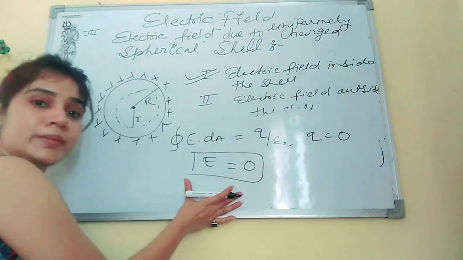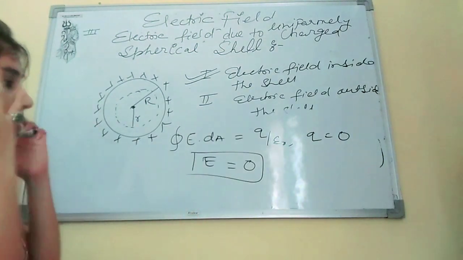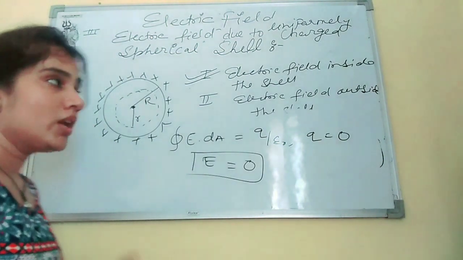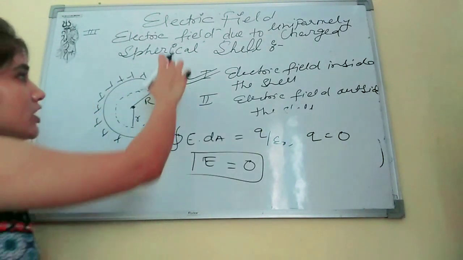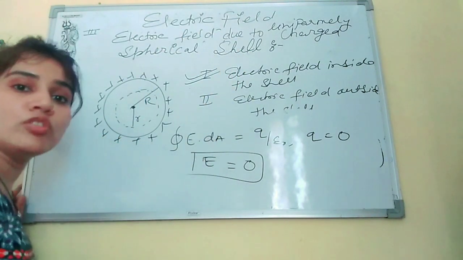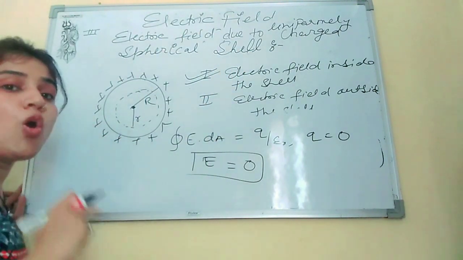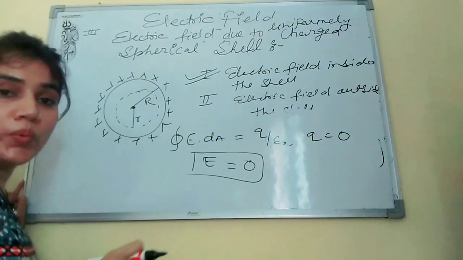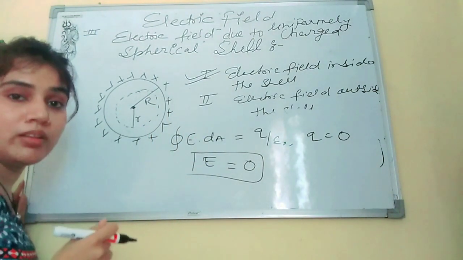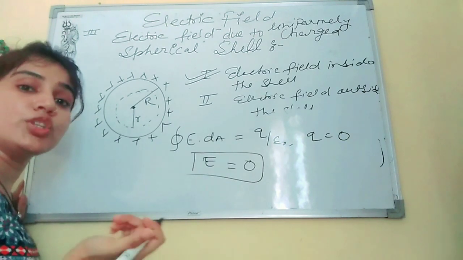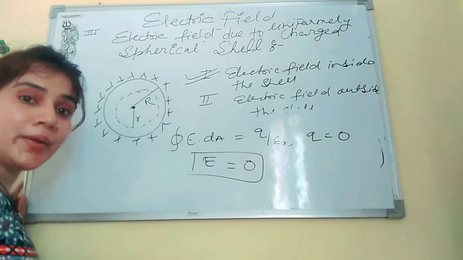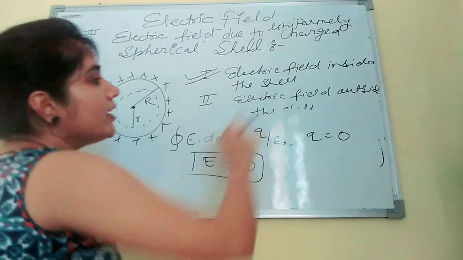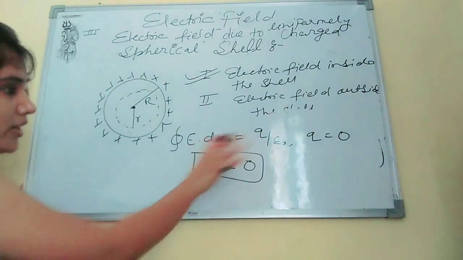This is very simple, so you just remember this concept. If we talk about any spherical shell or any hollow sphere, then the electric field will always be 0 inside the shell by applying Gauss theorem. Is it clear? Now we will see the second condition. Just take a screenshot.